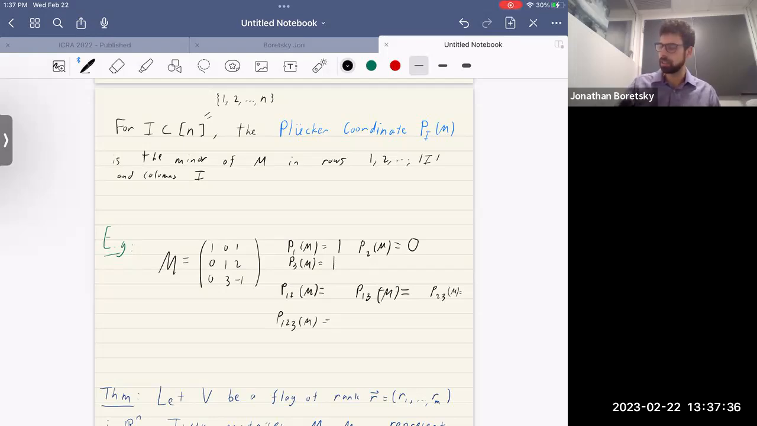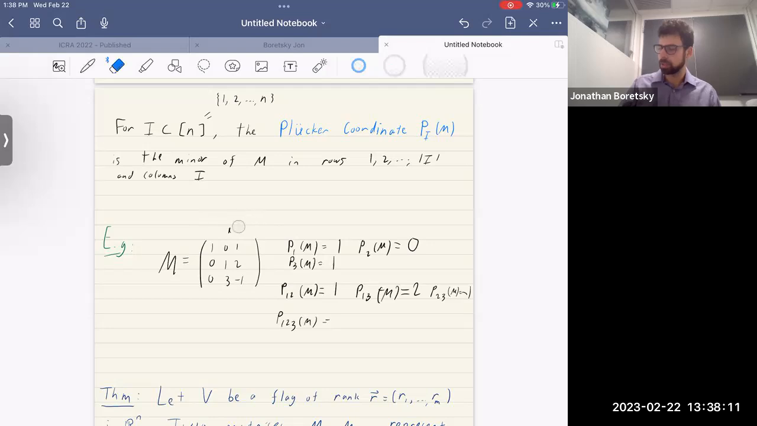All right, so those are the easy ones. Now we look at P12 of M. So now the index is of size 2, so we're looking at the first 2 rows. And the actual values of the indices tell us which columns. So P12 is going to be the 2 by 2 minor, which has value 1 in the first 2 columns. P13, we're going to look at column 1 and column 3, and that minor has a value of 2. And finally, P23 is telling us to look at columns 2 and 3. If you take that minor, we get -1.